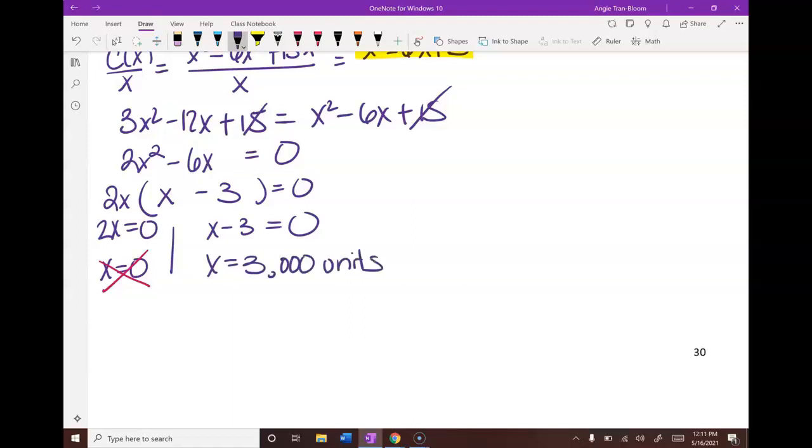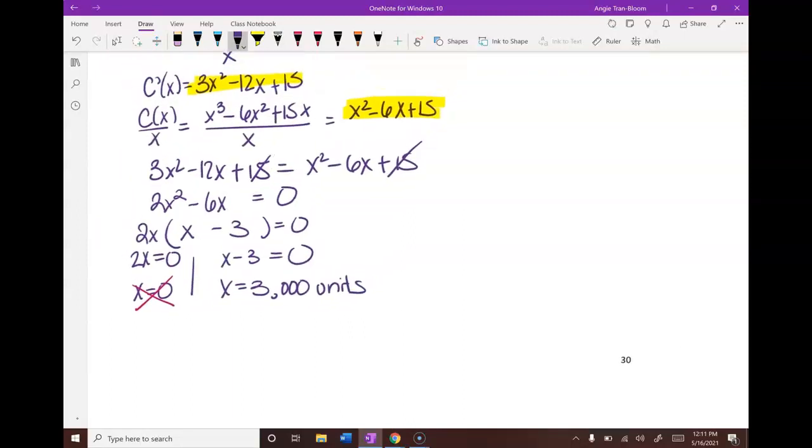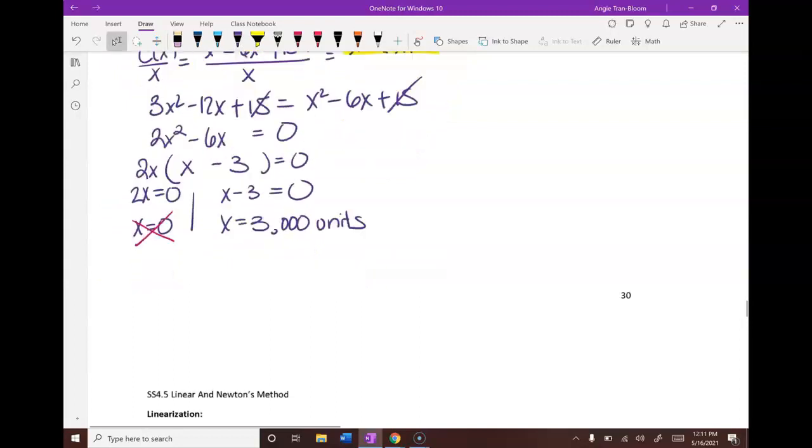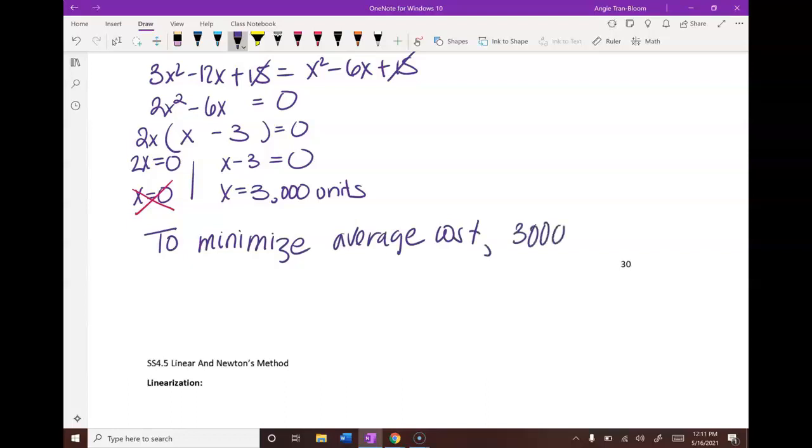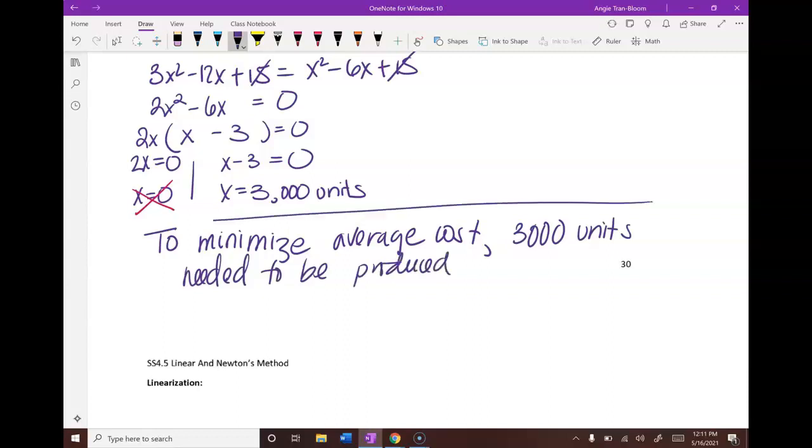So students, now we have a minimized cost here. So to minimize average cost, 3,000 units needed to be produced. Box that up.